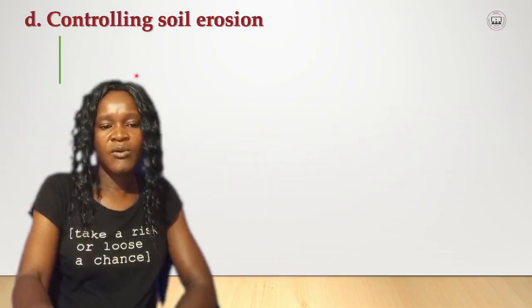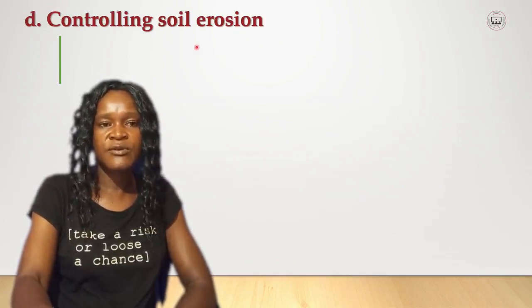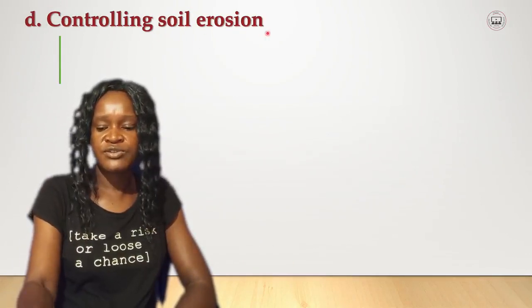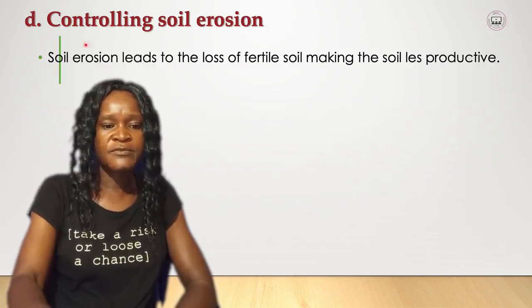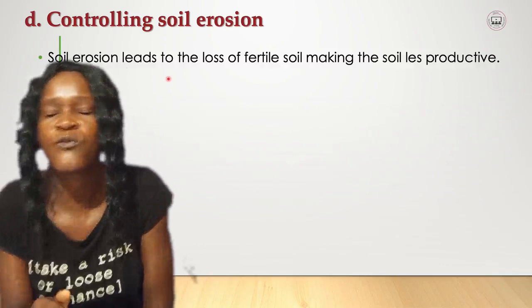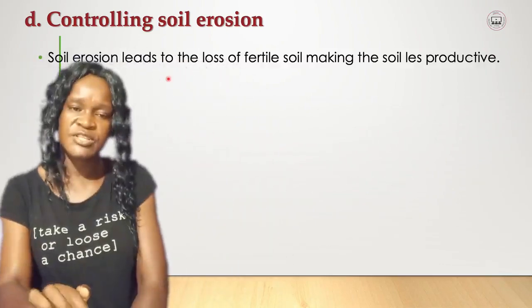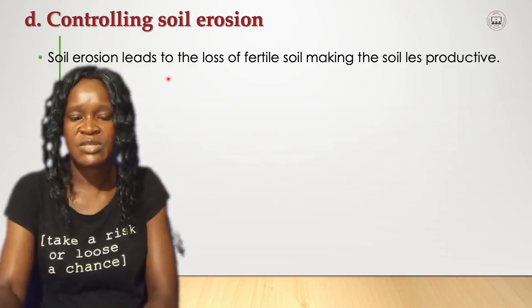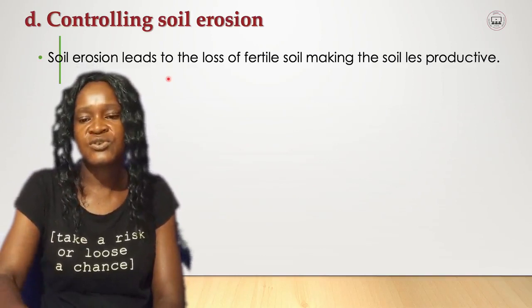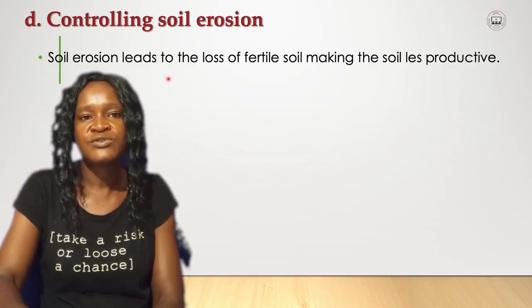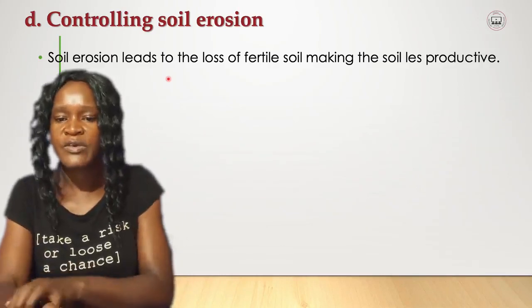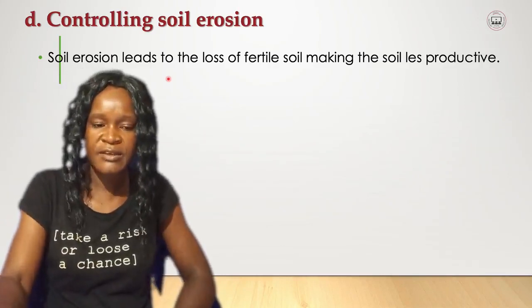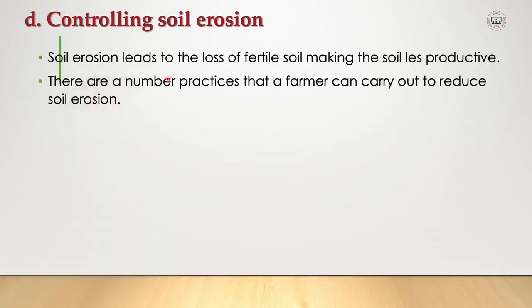Apart from that, another way of improving soil fertility is by controlling soil erosion. Remember, we defined soil erosion as the removal of the top layer of the soil, which is much more productive, by the action of wind as well as water. So if this is controlled, the top layer of the soil, which is more productive, will be there, thereby improving soil fertility. The top layer is more productive just because it contains different types of nutrients.